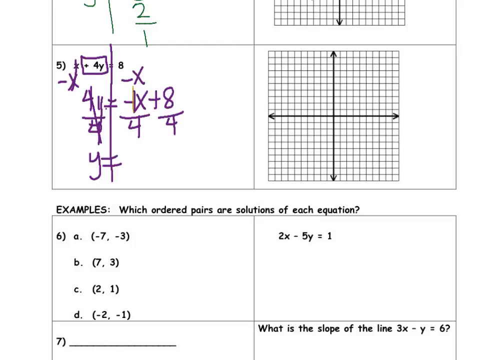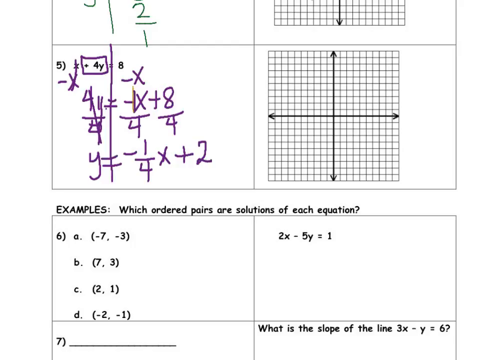Now we're going to separate that and turn negative 1/4 into its own number, and we're going to put the x out beside it. That's because we need to know what our slope is. And then we're going to take 8 divided by 4, and that's going to be our y-intercept. Now we have it in y equals mx plus b form.